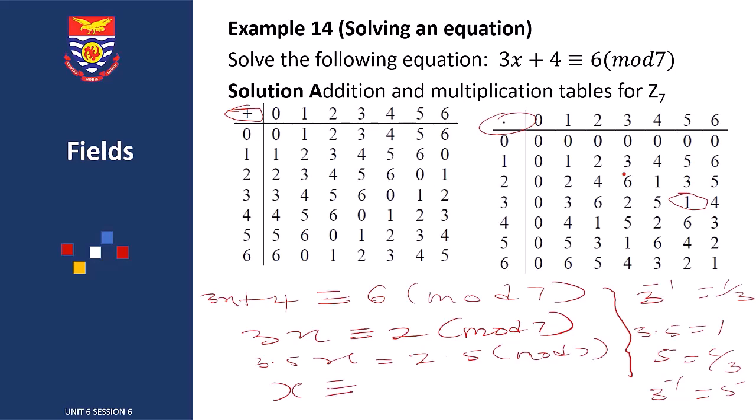And 2 times 5 is what? You go to your table, and 2 times 5 is given by 3, so I get 3 mod 7. That actually solves this question. So simple. So you can do a lot. Then example 15 in your course book, you can solve that example and make use of the same idea. You can play around with that.